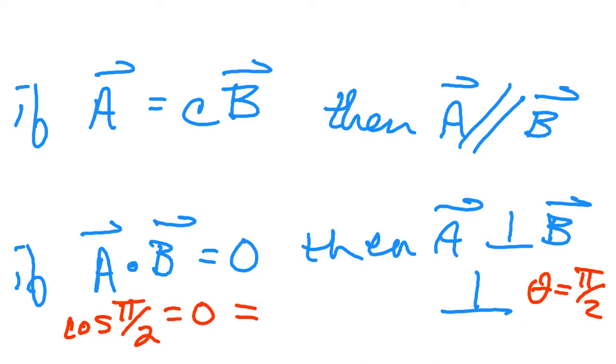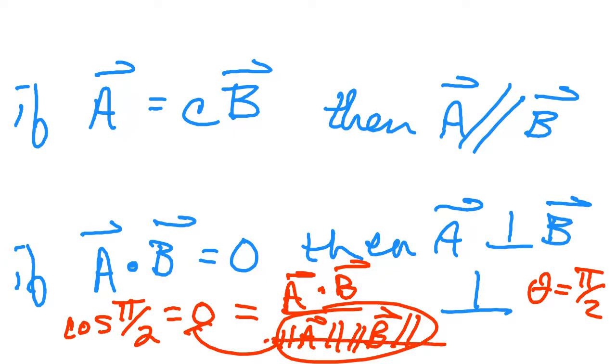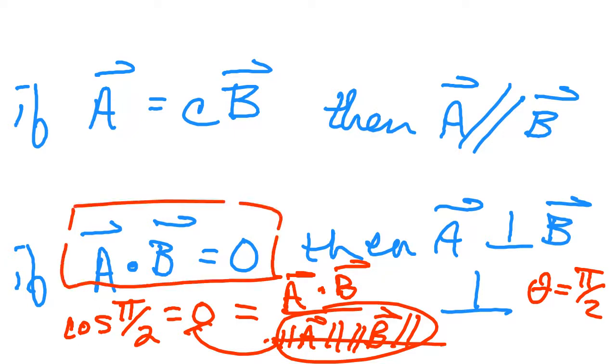0, but that also equals A vector dot B vector divided by the norm of A vector times the norm of B vector by our theorem, right? And then what can we do to both sides? Multiply by that, gets rid of that, so we end up with A vector dot B vector equals 0. So if the dot product of two vectors of the same size is 0, then they are perpendicular to each other. Okay, pretty nice deal there.